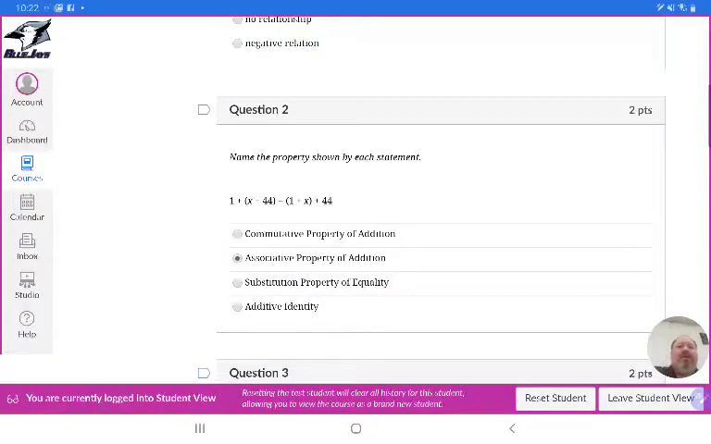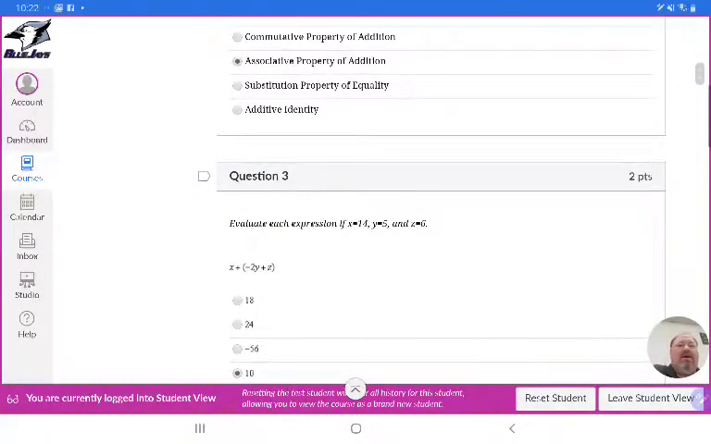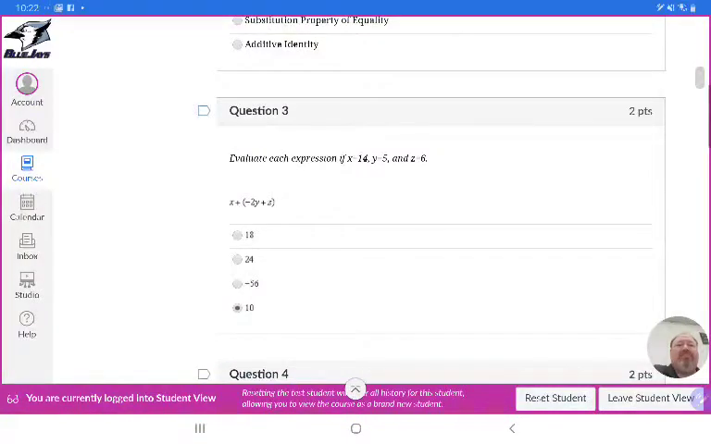Very good. Because if you look, it's the grouping. X plus 4 on the left side is grouped together, and on the right side, 1 plus X. So the grouping has changed. That would be the associative property of addition. Very good. All right. Question 3.